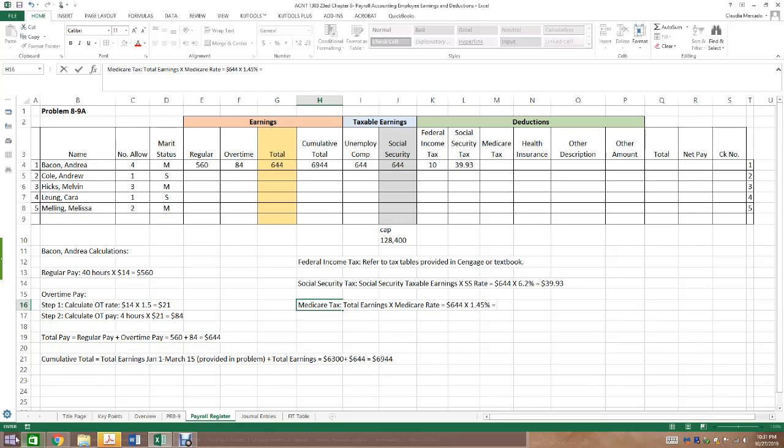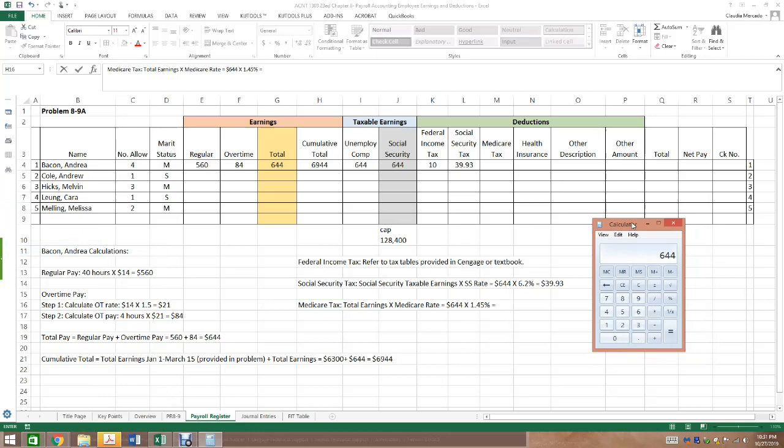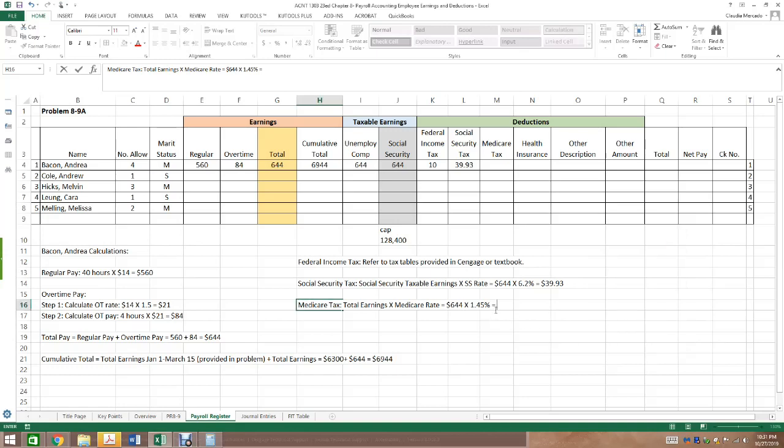So that's going to give you 644 times 1.45%, 9.338. The third digit is an 8, so I'm going to round to 9.34. That's going to be the amount for my Medicare tax.